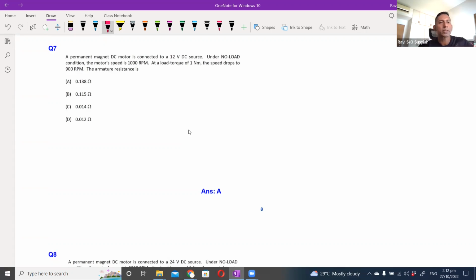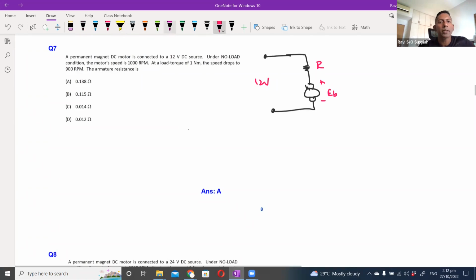Okay, so the first question here. So we have a motor connected to a 12 volt source. So we have a 12 volt source here connected to a motor. Okay, so we know that this is 12 volt. This is your R, and this is your back EMF voltage that you will generate. Under no load condition, the motor speed is 1000 RPM. So the information is under no load. So when you say no load, we say is at 1000 RPM.